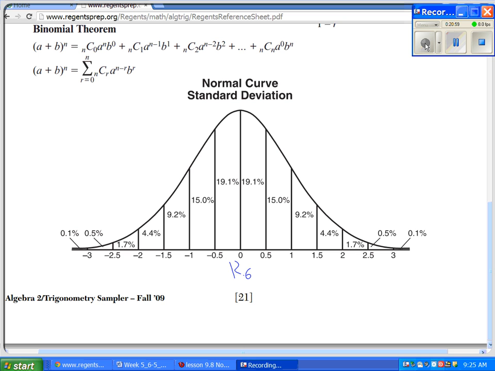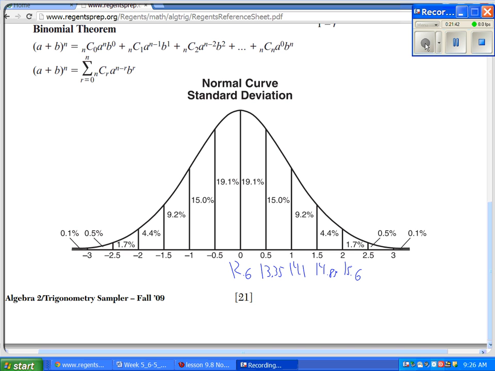I got my 12.6. What's going to be 0.5 standard deviations above the mean? Yep. And what is that? 13.35. Okay, and what's one standard deviation above the mean? 14.1. And 1.5 standard deviations above? 14.85. And 2 standard deviations above is 15.6. Okay, I'm not going to go any further.